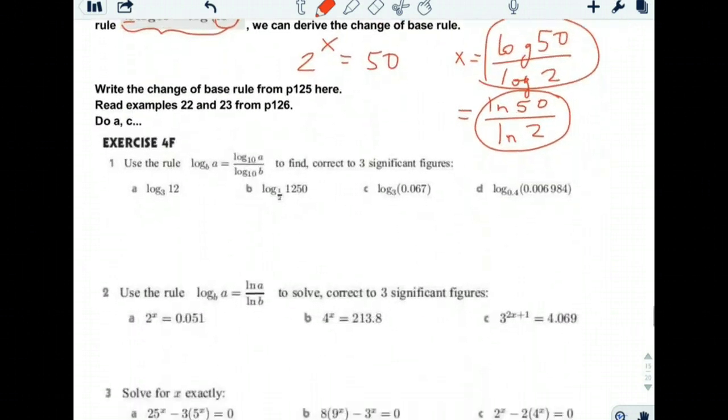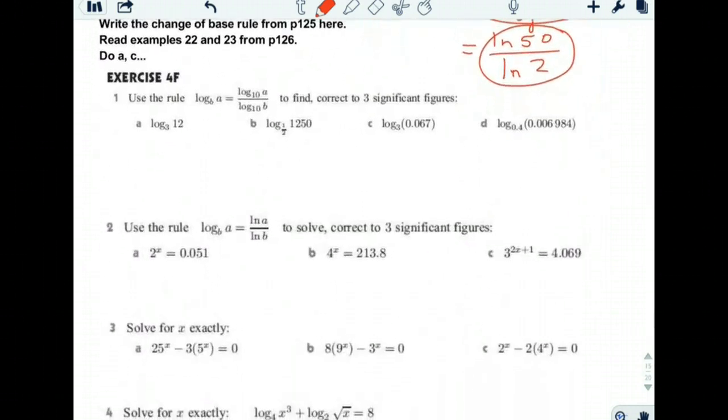Let's go down and work a few examples. So here's the change of base rule right here. They wrote it formally with variables. And so they're saying find just 3 significant figures, some of these logs. So for example, log base 3 of 12. So we already know that that would be log of 12, base 10, of course, because we can't find log base 3 on our calculator.